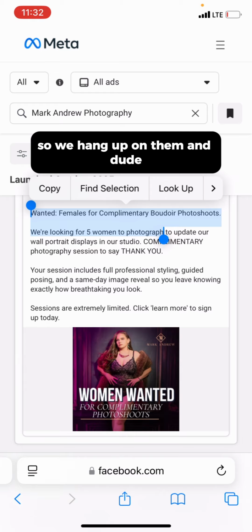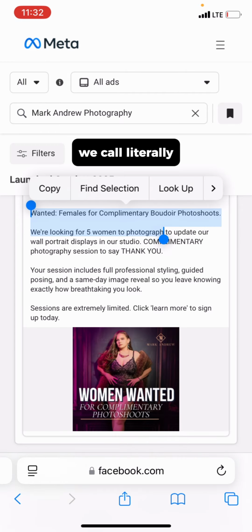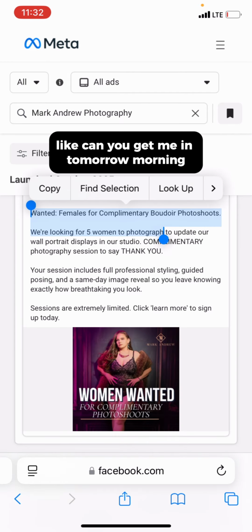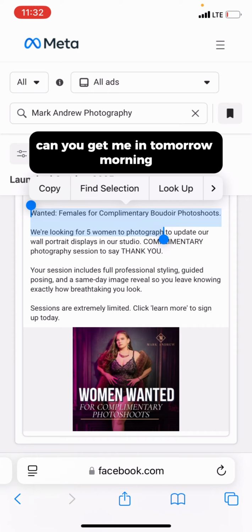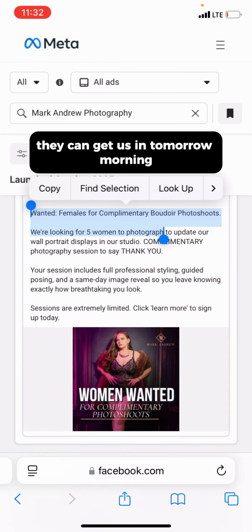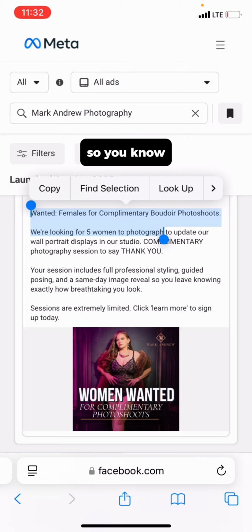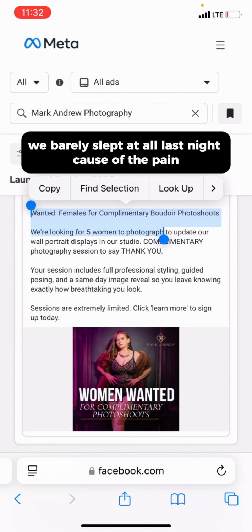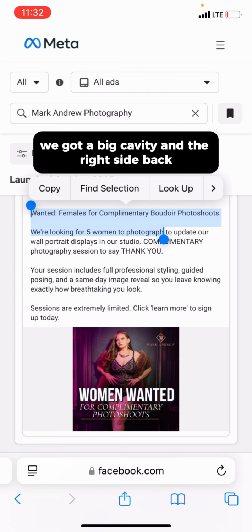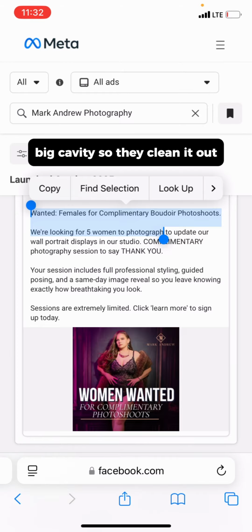So we hang up on them, and dude, we call literally every single other dentist in the city. Can't get me in tomorrow morning. Can't get me in tomorrow morning. Can't get me in tomorrow morning. Finally, one dentist says yes, they can get us in tomorrow morning. So we go in. We barely slept at all last night because of the pain. They do the x-ray and find out we've got a big cavity on the right side, back bottom of our mouth, one of those molars.